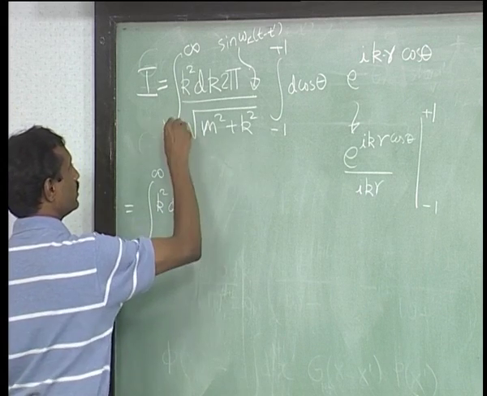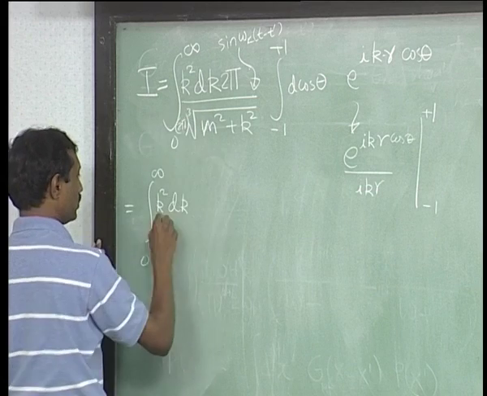There was a 2 pi cubed, right. So, now that becomes 2 pi square.